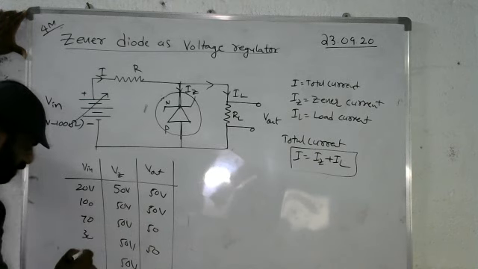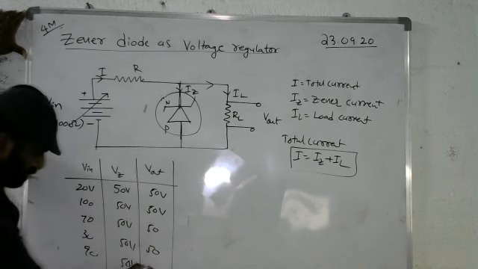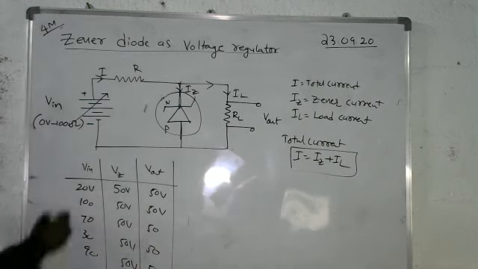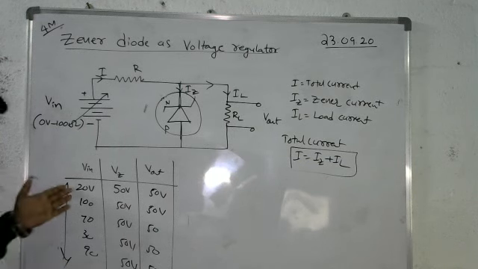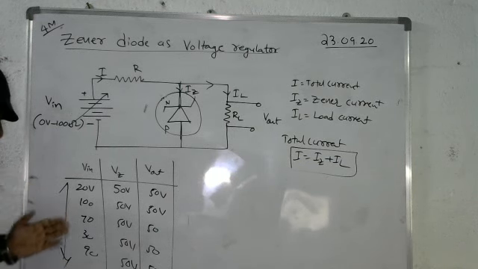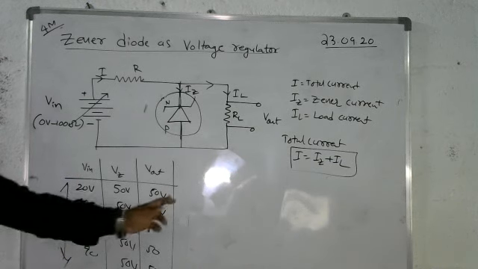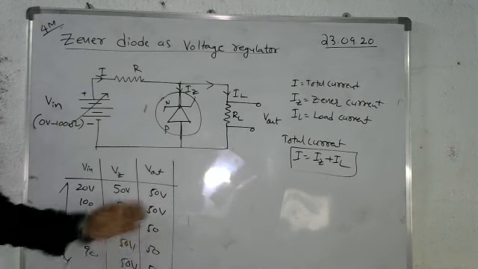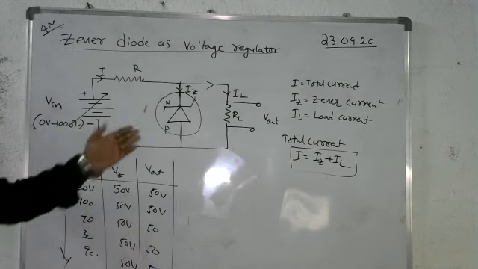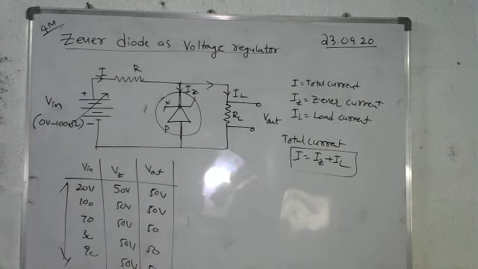If it is 90 volts, we get 50 volts. Whatever be the voltage here, the voltage fluctuates. It is not constant. Once it changes 20 volts, 100 volts, 70 volts, 30 volts, 90 volts. The voltage here fluctuates, but we can have a constant output voltage. It provides a constant output voltage. This is the reason why the Zener diode is called a voltage regulator.